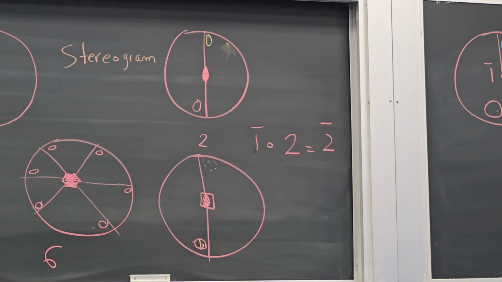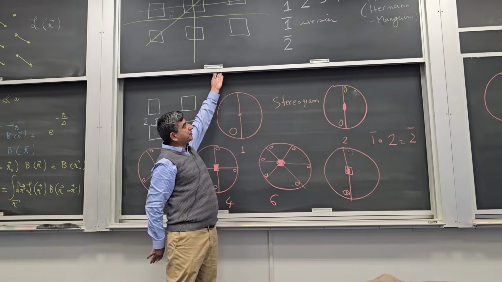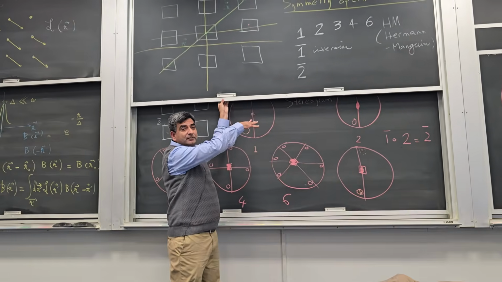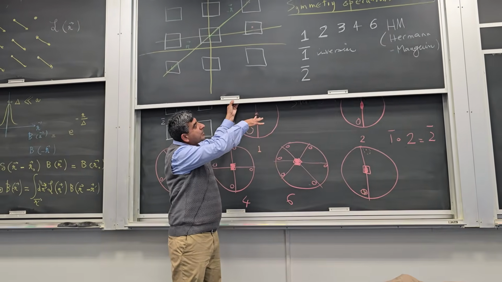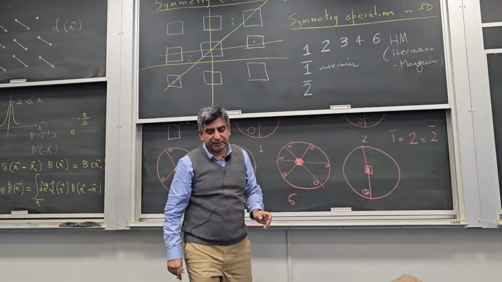Okay, so now I'm done with the symmetry operations in 2D. So these are all the symmetry operations in 2D. In 3D, I have additional symmetry operations as well.